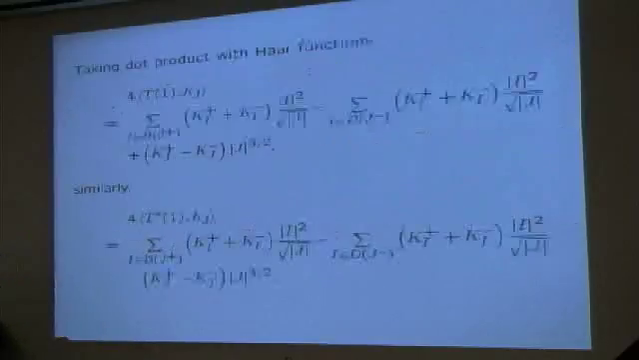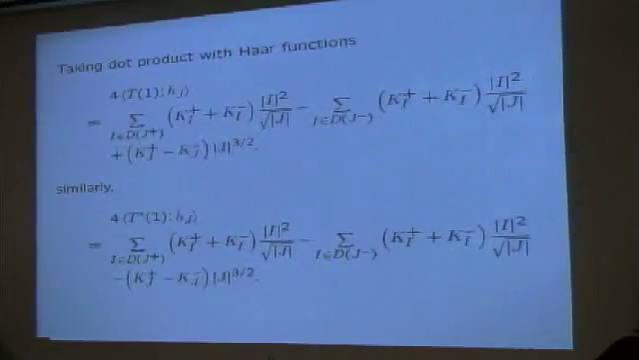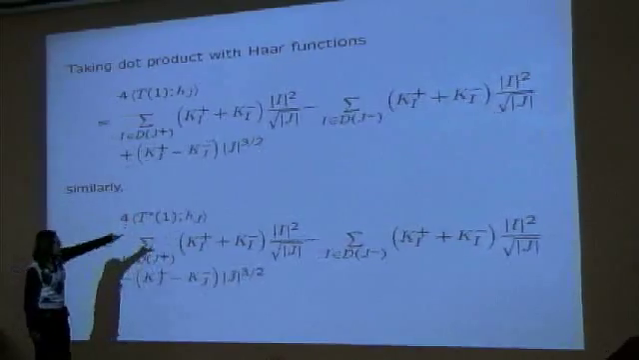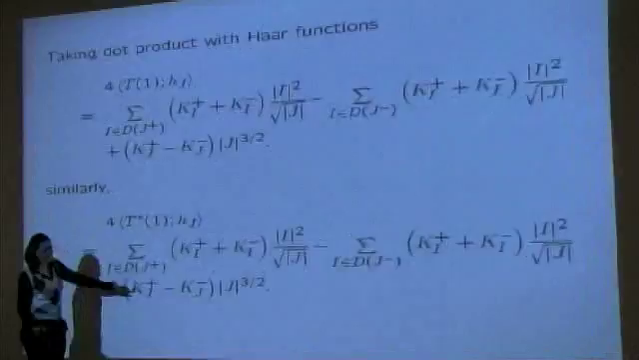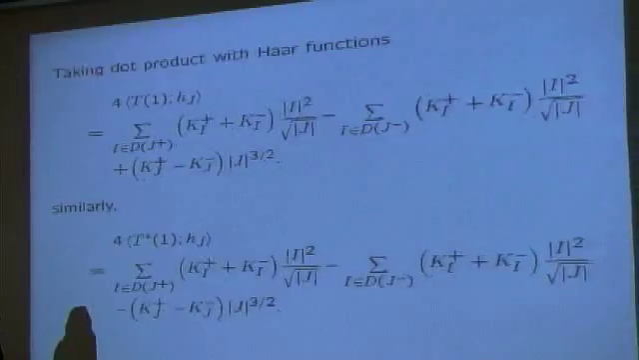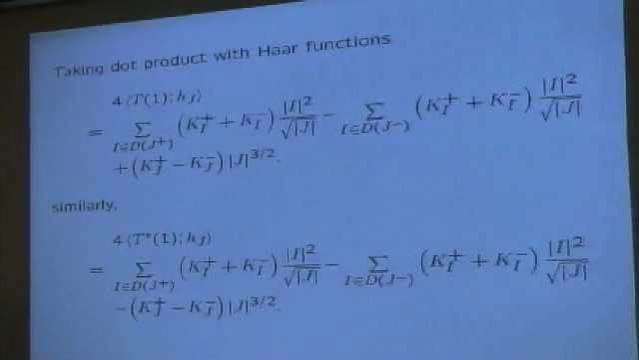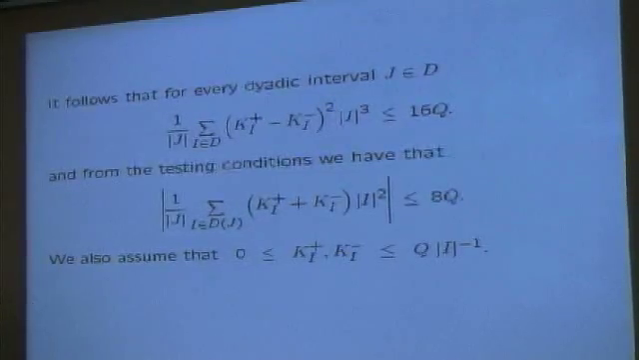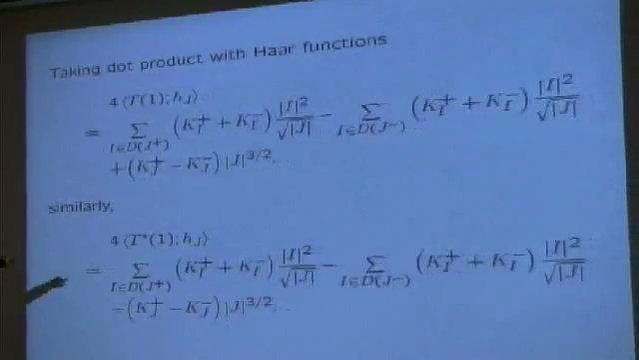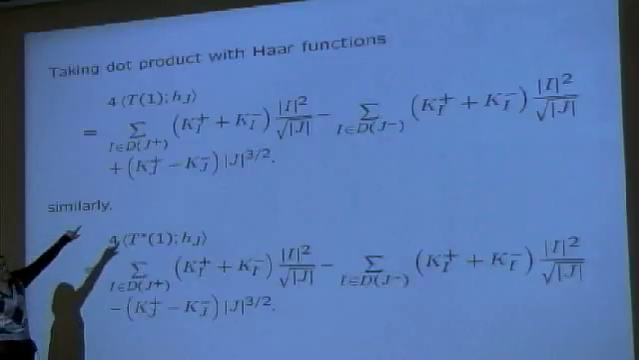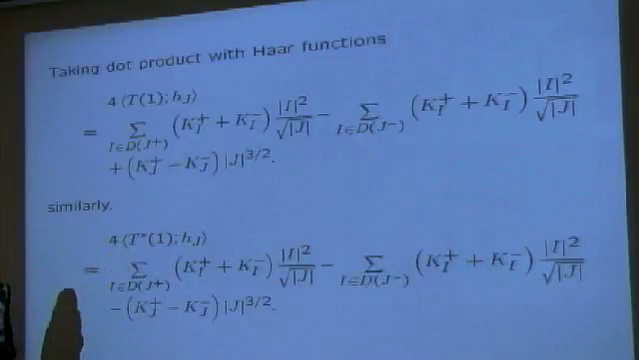Okay, so here they are dotted with the h_j, right? Absolutely the same difference of 2 sums, and then plus or minus some coefficient b_j, right? What we can deduce from here is that the sum over all the j inside some interval I of b_j squared is bounded, averaged over the length of I, okay?